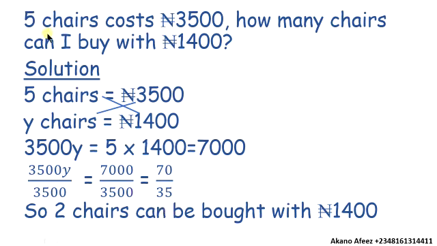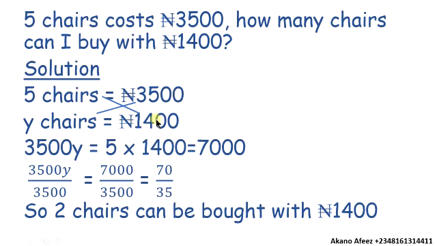Another example here: 5 chairs cost 3,500 naira. How many chairs can I buy with 1,400 naira? Translate it into a mathematical statement. 5 chairs equals 3,500 naira. How many chairs? We don't know the number of chairs, so we represent the number of chairs with a letter. That means y chairs equals 1,400 naira.